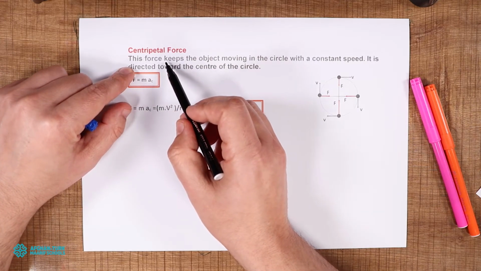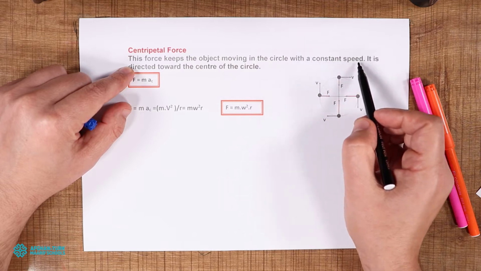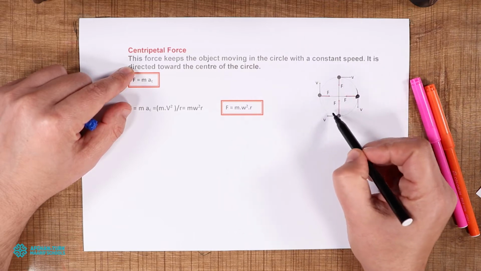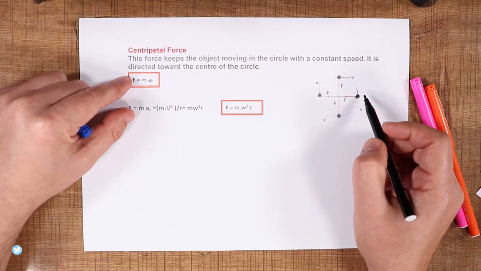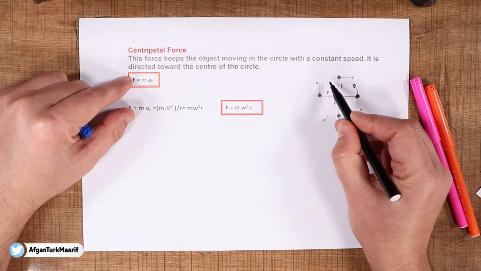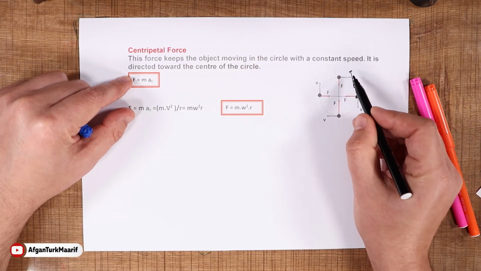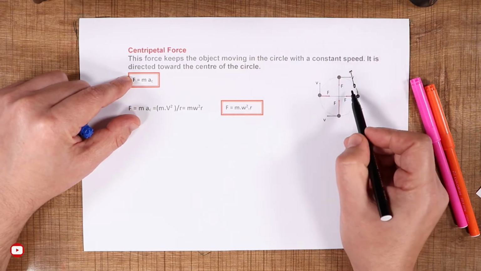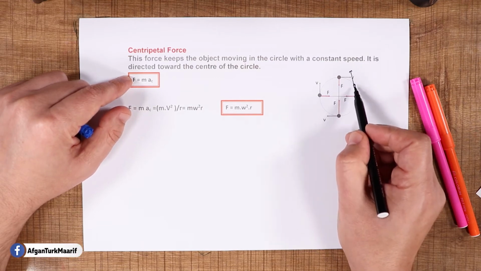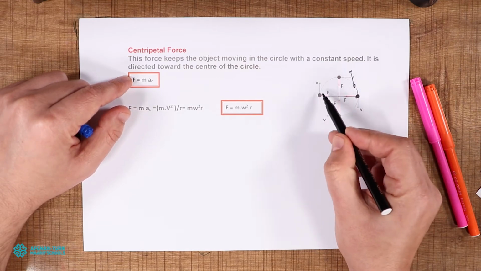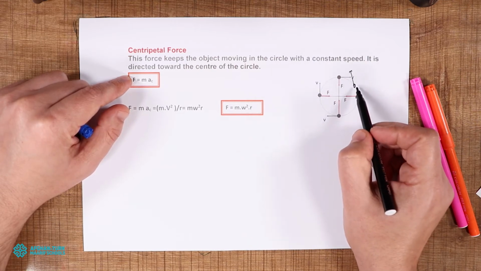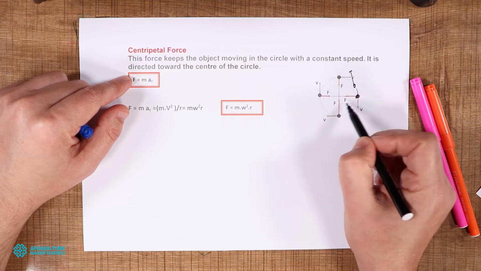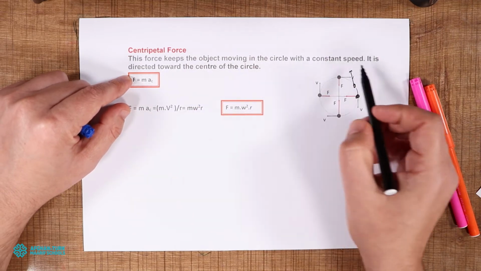Centripetal force is the force that keeps the object moving in a circle with constant speed. Suppose this object is moving in a circle. At every point the object tries to leave the circular path and go outside, but there is something to keep the object in this circular path. This is called centripetal force. It does not allow the object to move outside from the circular track.